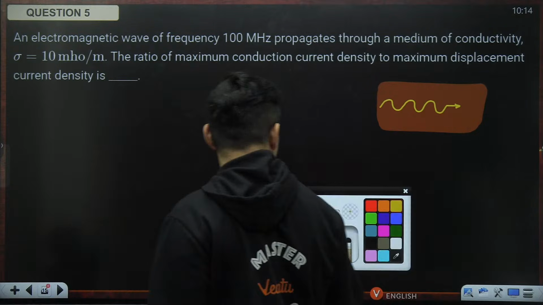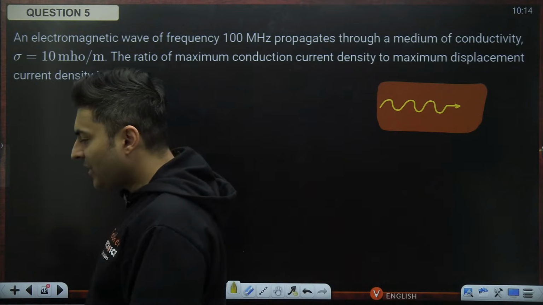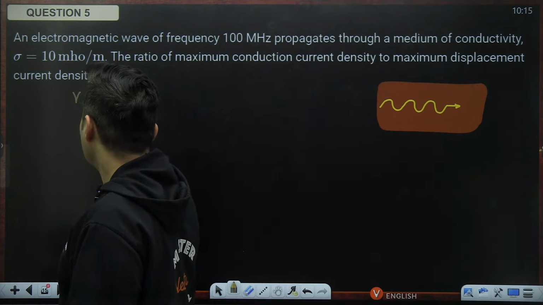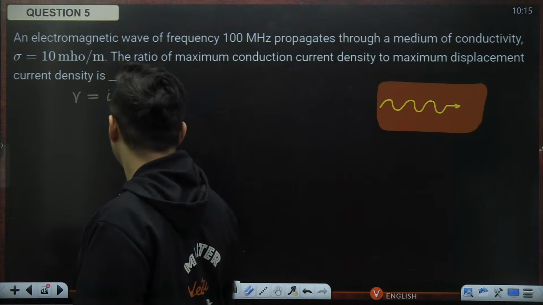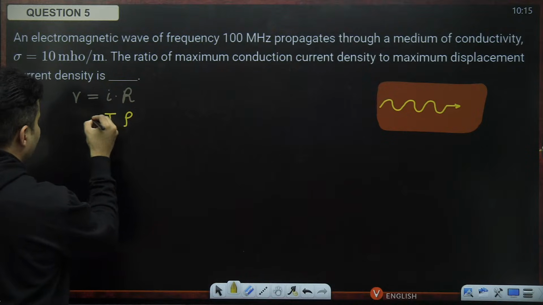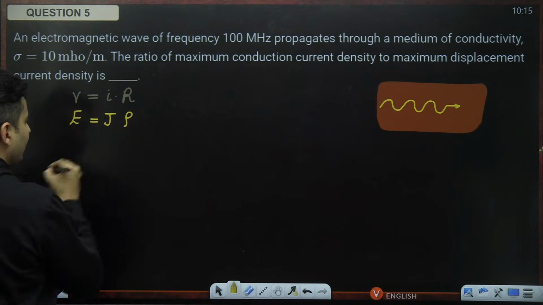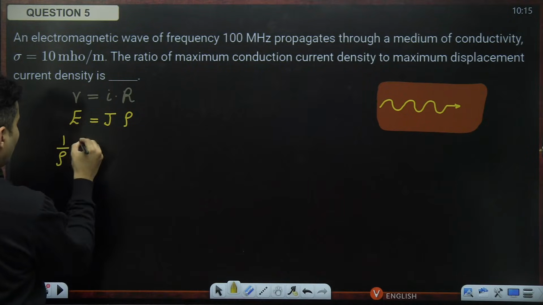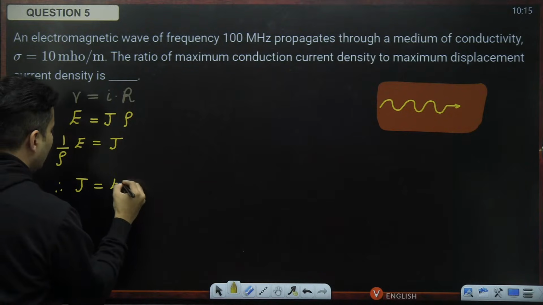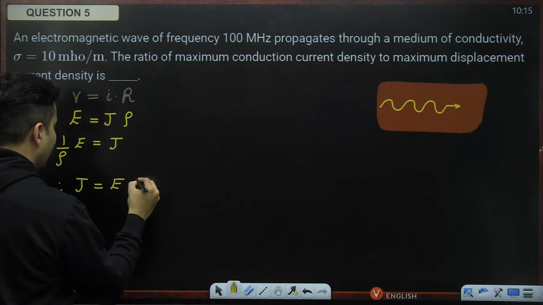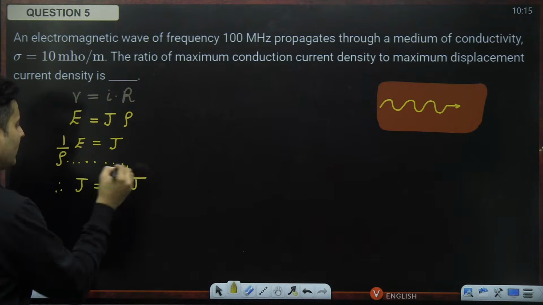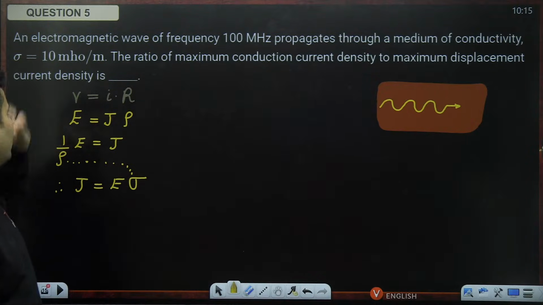Now there is a direct formula. If you remember, just like you have voltage is equal to current multiplied by resistance, if you use resistivity, this will become current density and this will become electric field. If you take rho to the other side, 1 by rho into E will be J. Therefore, our J will be E multiplied by 1 by rho, which is nothing but sigma, your conductivity.